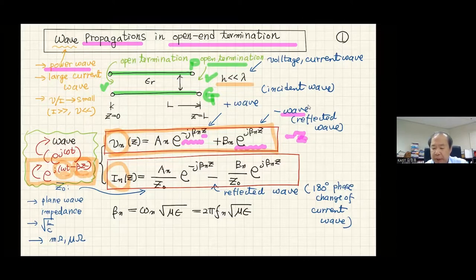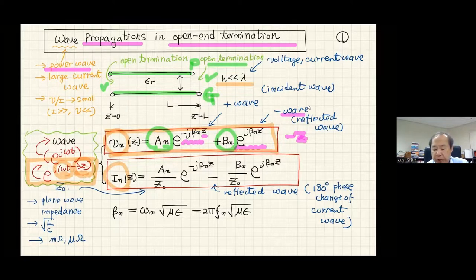The amplitude of the voltage wave propagating in the z direction is denoted by An. A is the amplitude, and n represents the mode number. Later on, I'm going to show you that only specific modes can survive as a form of standing wave in the power and ground planes. For the wave propagating in the backward direction, which is actually the reflected wave, the amplitude is described here as Bn. B is the amplitude and n is the mode number.